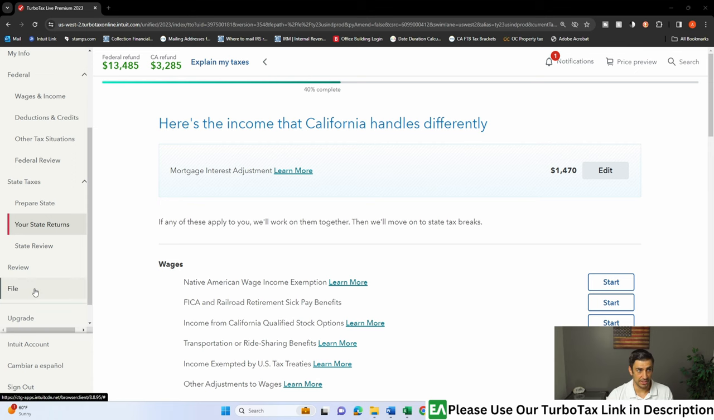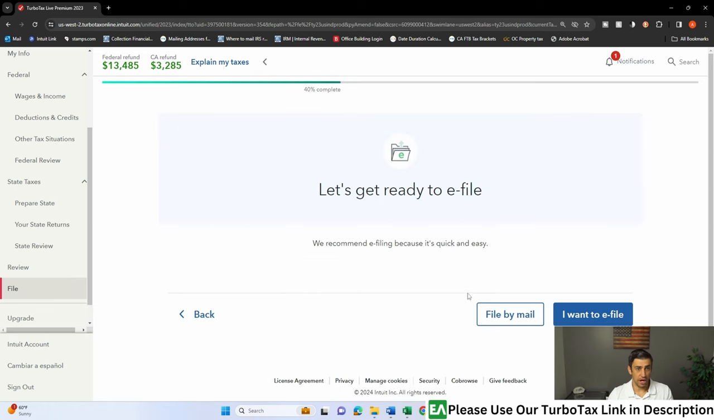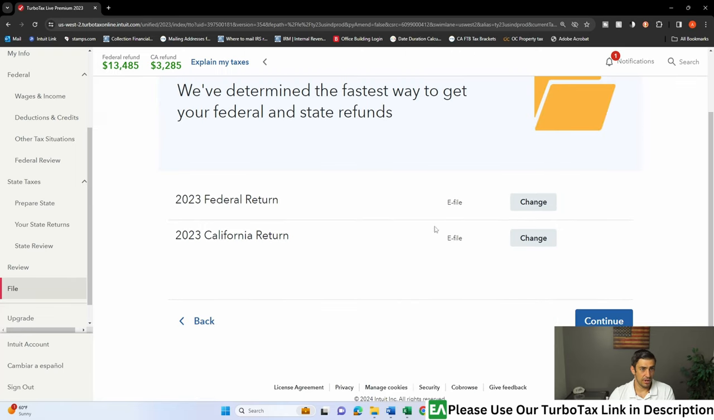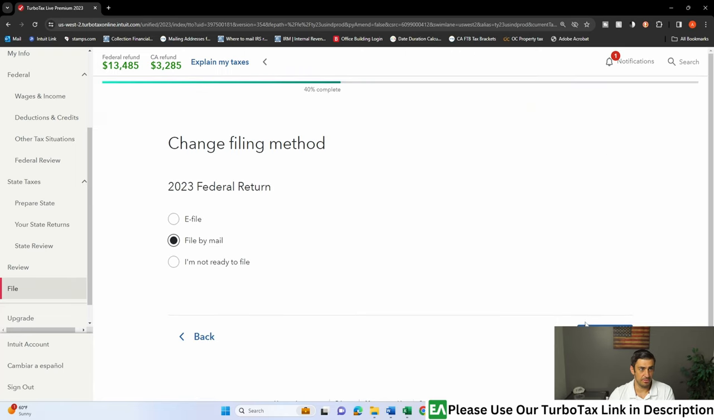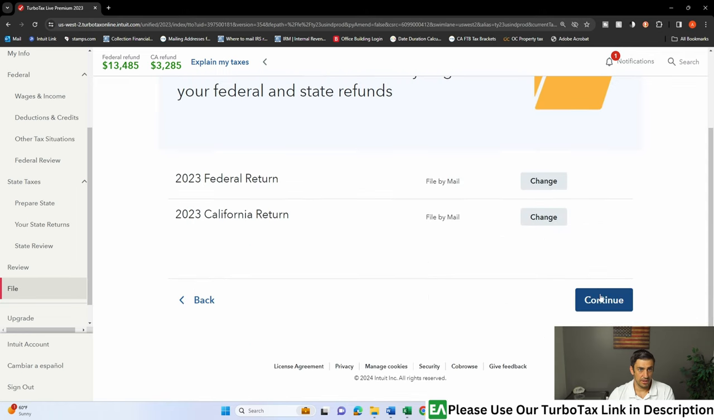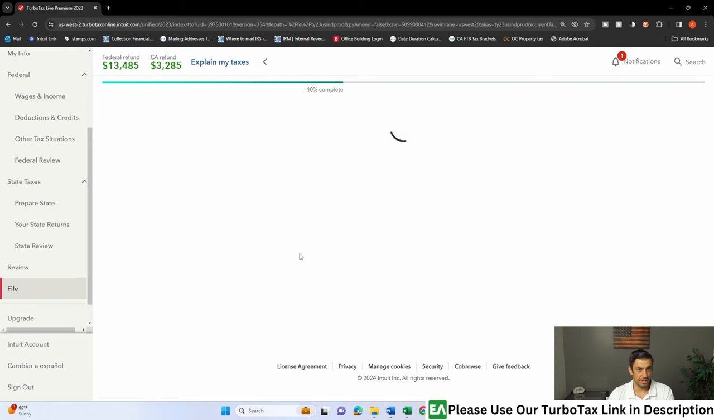Another way to double check this is if you go to the actual file, click that file button, and we take a look at the actual return itself that TurboTax is going to be filing. All right, so another way to check if this was done properly, you would click on this file button and click in essentially until you get to this part here where it says ready to e-file. I would check this file by mail, right? These both say e-file, so I'm going to change these both to mail here, the Fed and the state, file by mail. And then I'm going to hit continue, and then it's going to say I have errors, and I'm going to keep fixing without errors.